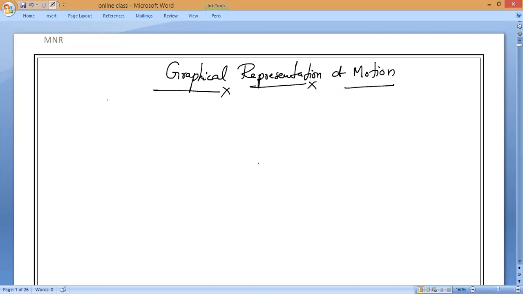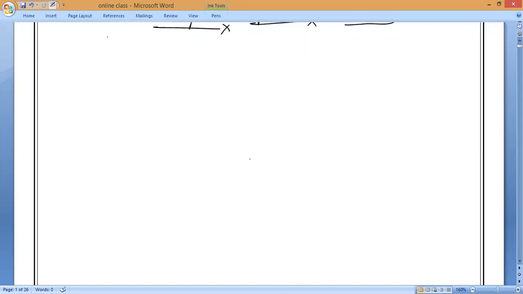So representing the motion in the form of a graphical method, that is what we say graphical representation of motion. Before going to that, I already taught you some kinds of graphs while we were studying. Suppose this is what I said. For example, this is time and this is distance or displacement. Now you tell me, this is called which motion? Uniform motion. Is it yes or no?